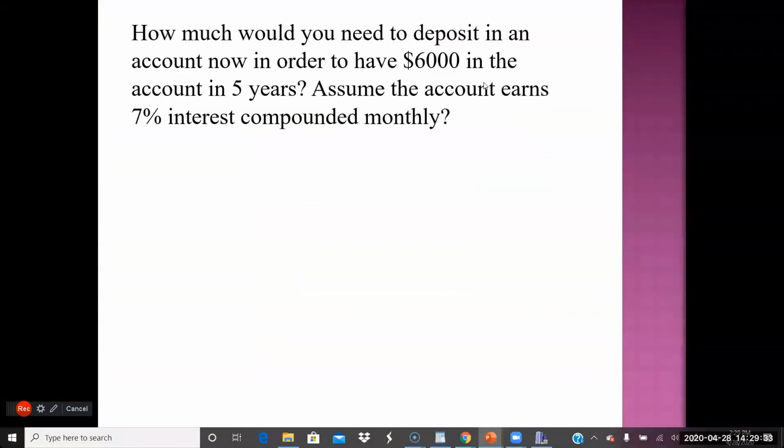Okay. So this is an example in which you need to deposit. They're asking you to solve for P because they're saying, how much would you need to deposit in an account? So how much money do you have to put in the account now? What is your principal? In order to have 6,000 in the future. Okay, so the goal is 6,000, so that's your A. That's how you read that. And in the account in 5 years. And then they give you 7% interest compounded monthly.